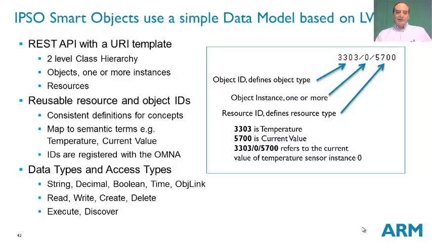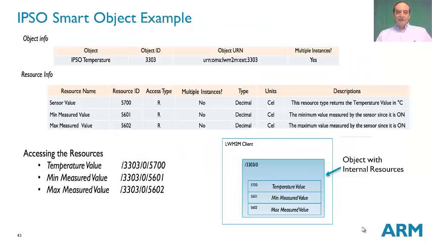Also, there's simple data types and access types: read, write, create, delete, the standard CRUD methods, along with execute and discover. And the data types, really simple data types: string, decimal, Boolean, etc. So an example of an IPSO object: here's the temperature object. This object is object ID 3303. It has within it three resources. It has a sensor value, 5700. It has a min measured value, and it has a max measured value. And the idea is the min and max track the min and max of the measured value over time.